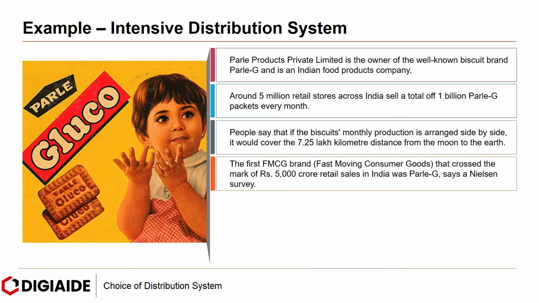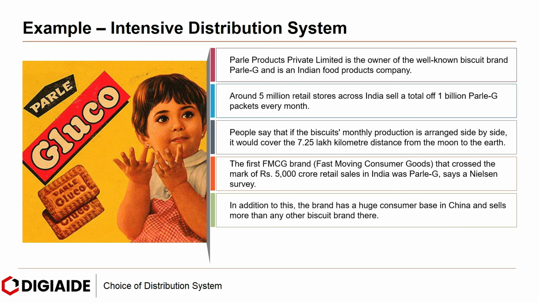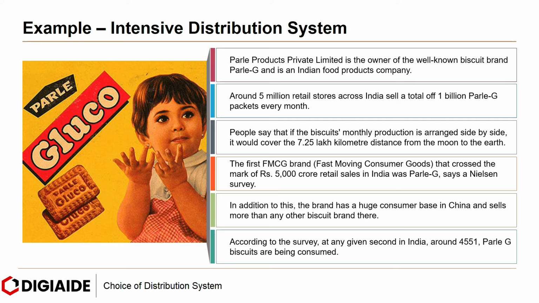The first FMCG brand that crossed the mark of Rs 5,000 crore retails in India was Parle-G, says a Nielsen survey. In addition to this, the brand has a huge consumer base in China and sells more than any other biscuit brands there. According to the survey, at any given second in India, around 4,500 Parle-G biscuits are being consumed.